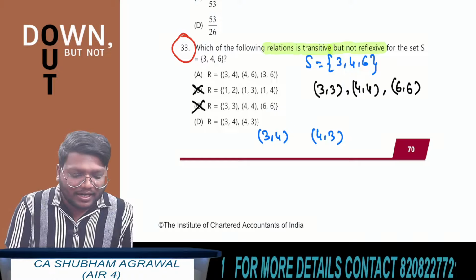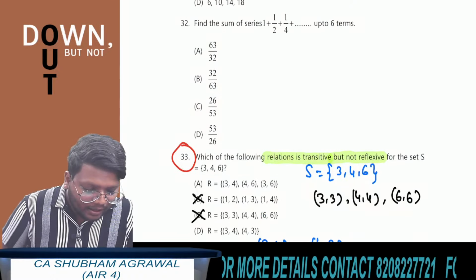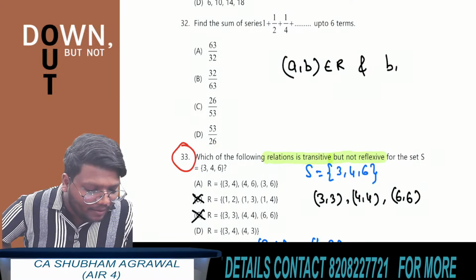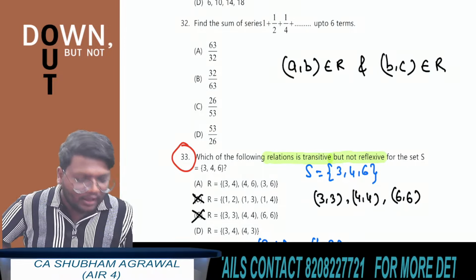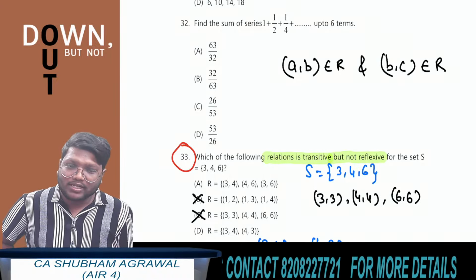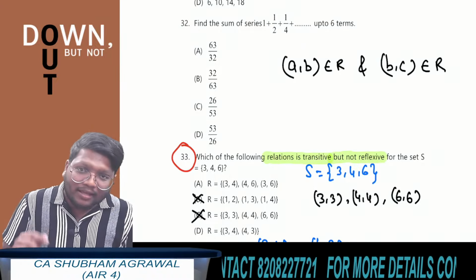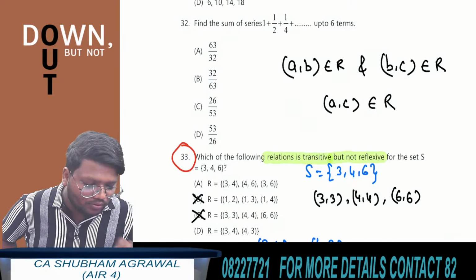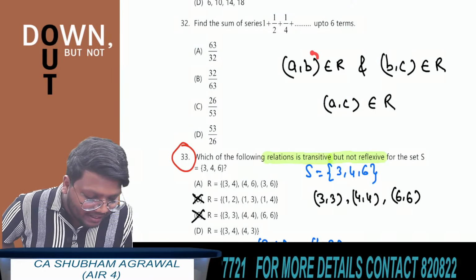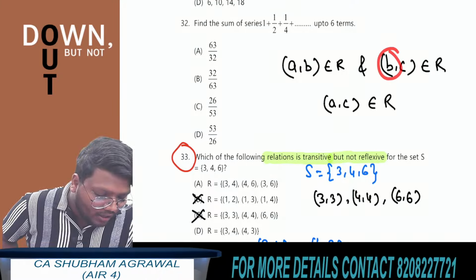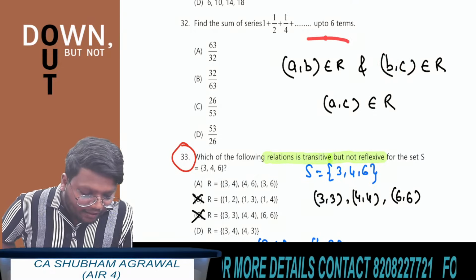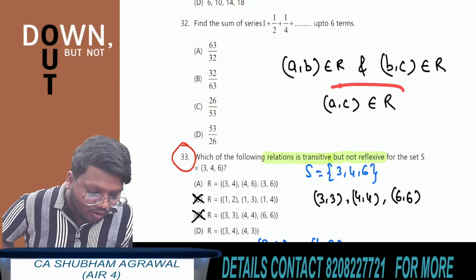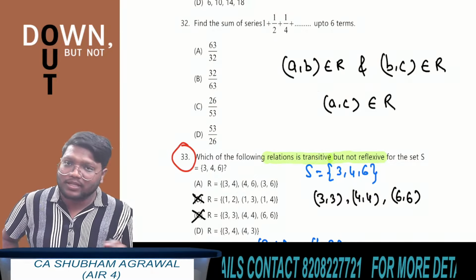What is the condition for a transitive relation? See, I am writing here. If ordered pair A, B belongs to the relation and ordered pair B, C belongs to the relation, then for the relation to be transitive, ordered pair A, C should also belong to the relation. Here you can see that this ordered pair is ending on B and this ordered pair is starting from B.